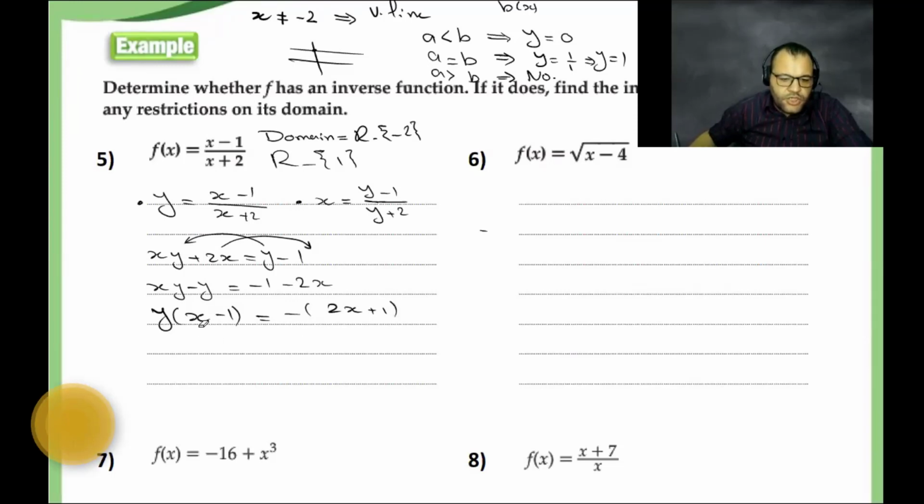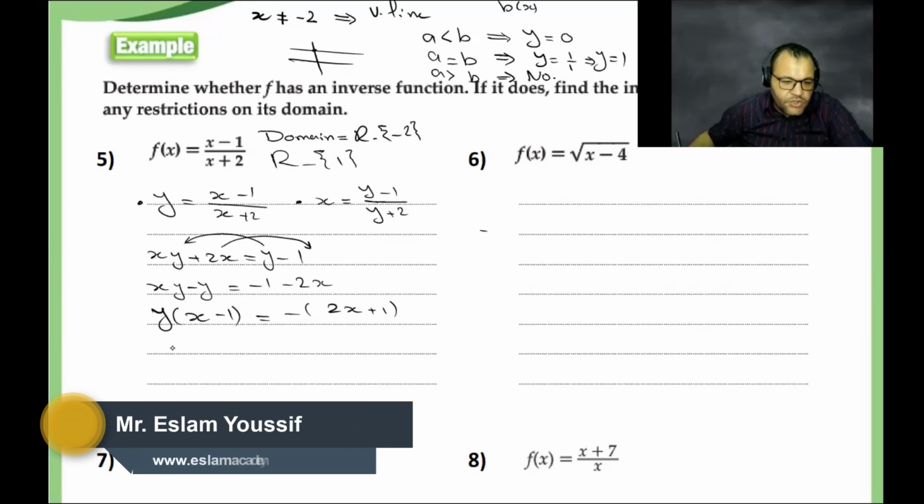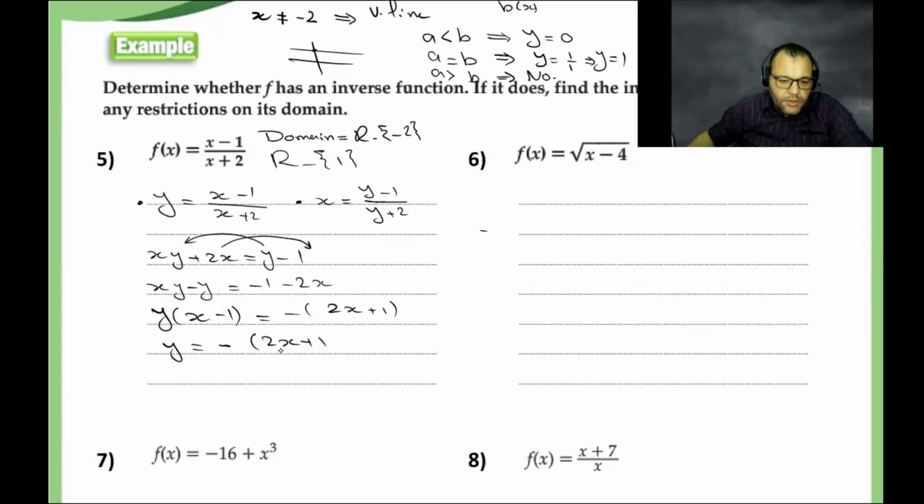So shifting x minus 1 to the other side, it will be y equals negative 2x plus 1 over x minus 1. Now we have found the value of y, so this will be the inverse. f inverse of x equals negative 2x plus 1 over x minus 1.